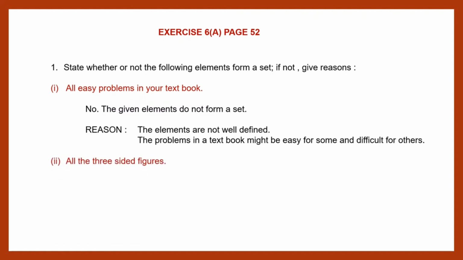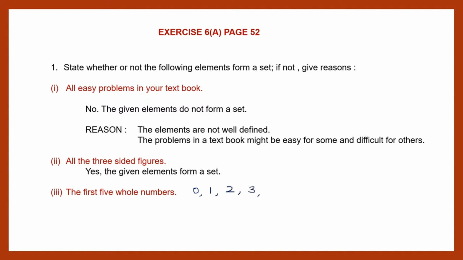Question 2. All three-sided figures. Now this is well defined. We are talking about three-sided figures. So yes, the given elements form a set. Question 3. The first 5 whole numbers. Okay, what are the first 5 whole numbers? We have 0, 1, 2, 3 and 4. Yes, it's very well defined. So this forms a set. These elements, the first 5 whole numbers, form a set. So yes, the given elements form a set.